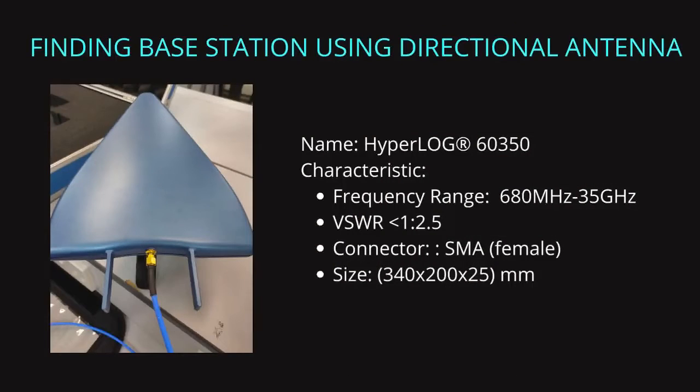We use the directional antenna to find the base station. The antenna used is the Hyperlot 60350. This antenna can support the frequency range from 680 MHz until 35 GHz. The VSWR is 1 to 2.5 and the connector used is the SMA female. The size of this antenna is 344 multiplied 225.